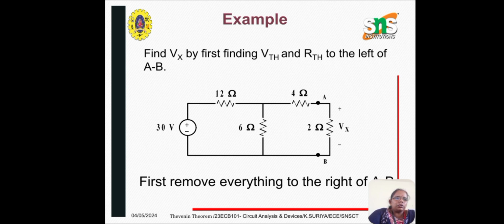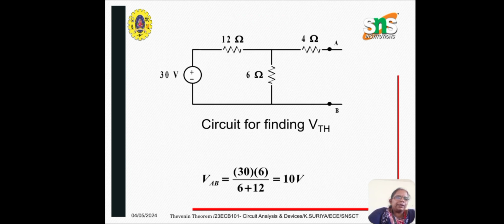In the circuit shown, find Vx by first finding Vth and Rth. So first step is we have to remove the 2 ohm resistance that is connected across AB. So the circuit will be like this.